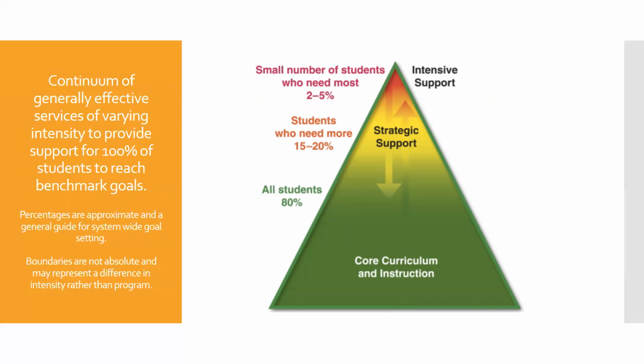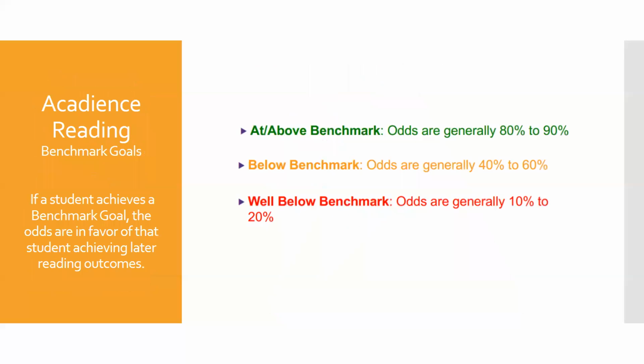So we really need to make sure that instead of calling them our green kids or our red kids, we're talking more about what their needs are and what their learning gaps are. Because ultimately we want to provide support for 100% of our students to reach those benchmark goals. So we want to make sure we're checking and seeing what those barriers are and why our students are not making that goal of 100% reaching benchmark.